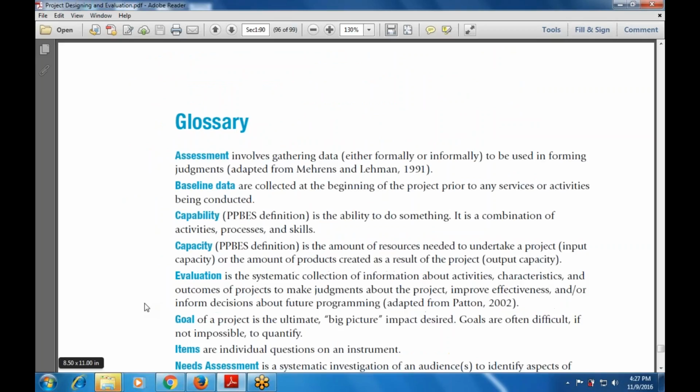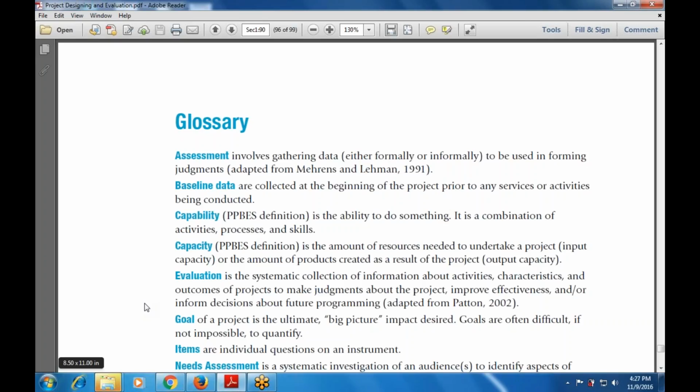Now, next we come to the glossary. Glossary means the various terms that are used with this, and this is the last part. First one is assessment, that involves gathering the data. Assessment means we are gathering the data either formally or informally, that is used in forming the judgment. So what are the various methods by which we can gather the data? That is assessment, used in forming judgment, adopted formally or informally.